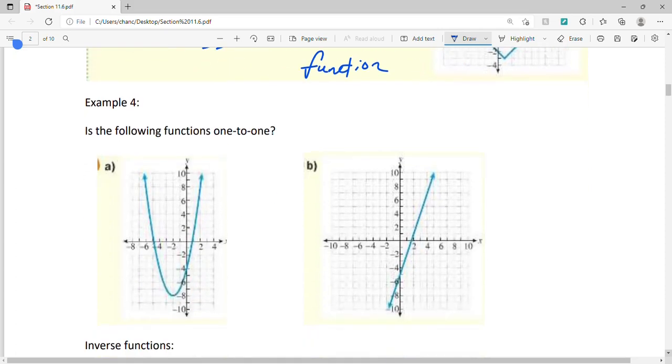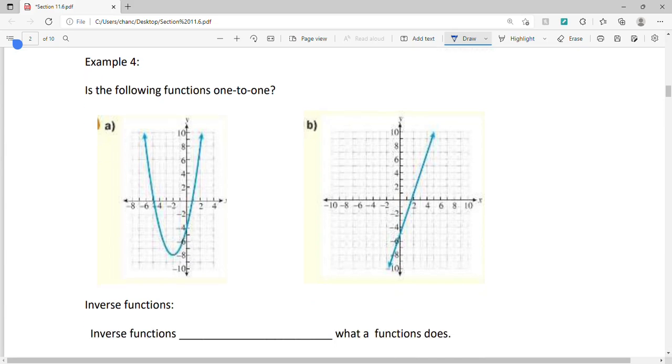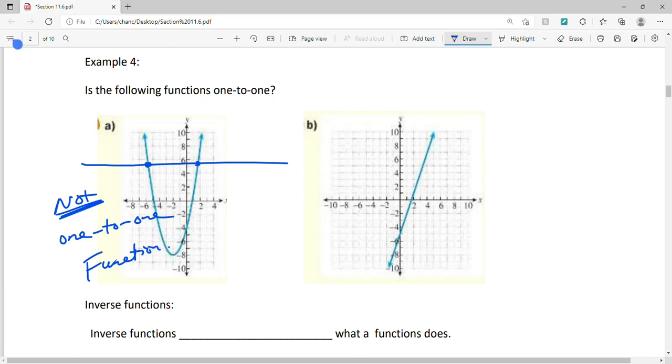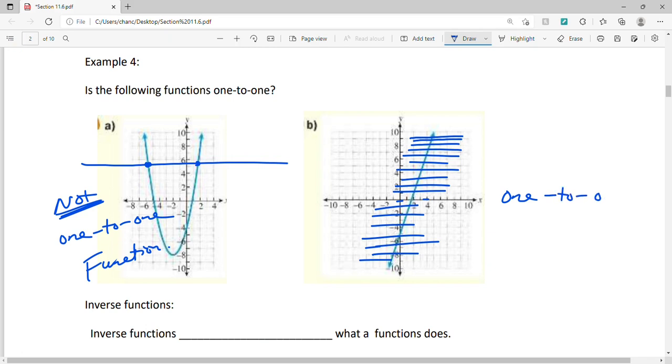If I look at part A, is the following function one-to-one or not? I can draw again a line that intersects twice, so it disqualifies it as a one-to-one function. So we'll write it's not a one-to-one function. In part B, if you draw a horizontal line, it doesn't matter how many you draw, you'll never find one that intersects more than once, so this qualifies as a one-to-one function.